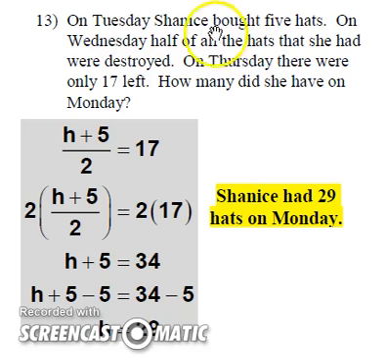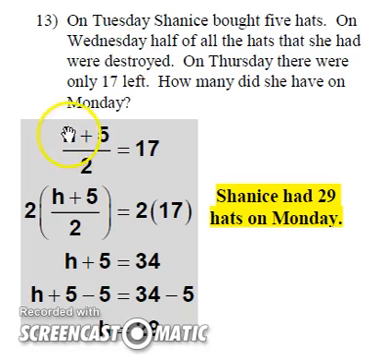Number 13, on Tuesday, Shanice bought 5 hats. On Wednesday, half of the hats that she had were destroyed. On Thursday, there were only 17 left. How many did she have on Monday? Now Monday, they're obviously talking about the day before she bought the 5 hats.